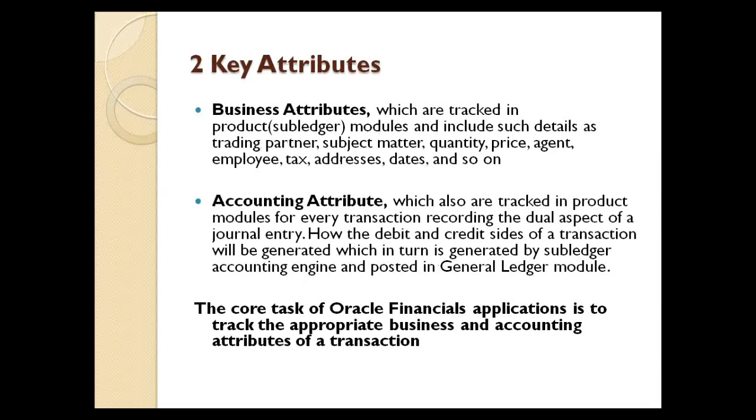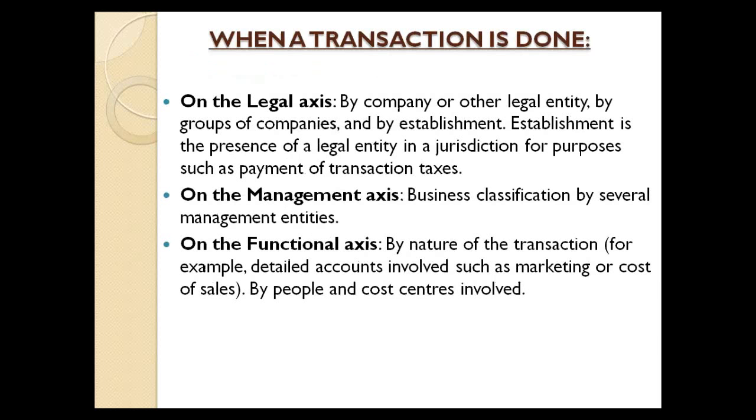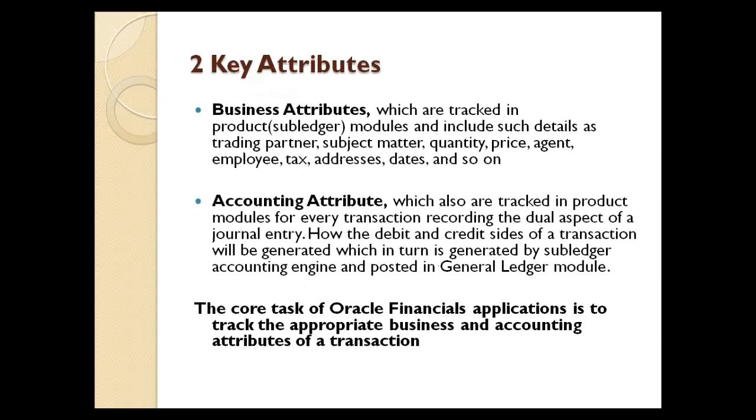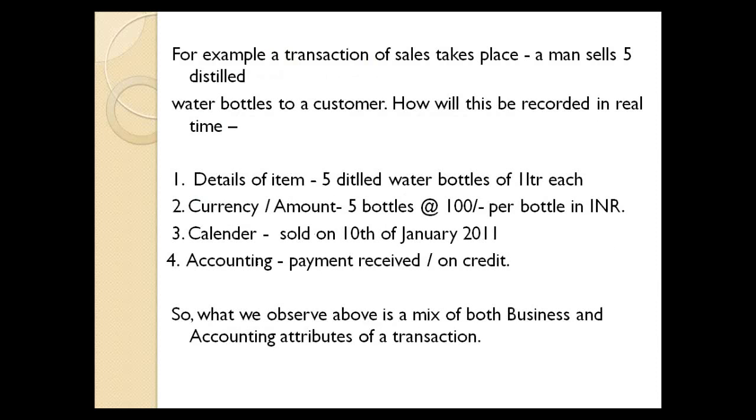So there are two key attributes. One is the business attribute, which we've been discussing till now: the product, quantity of the product, price, address, taxes. And the accounting attribute is the debit and credit side of a transaction. So Oracle Financials uses these two key attributes to record a transaction.